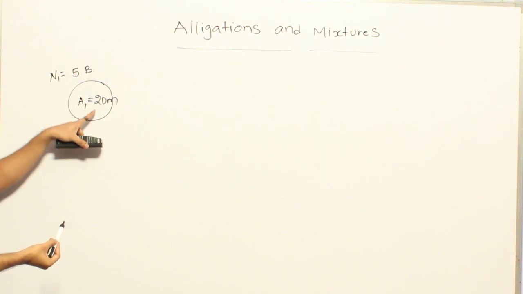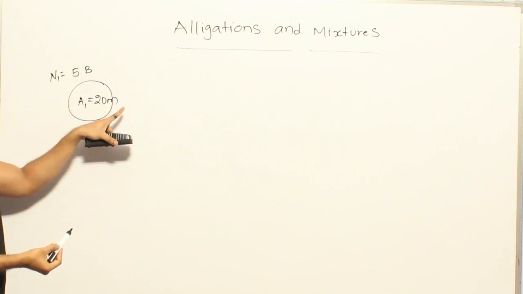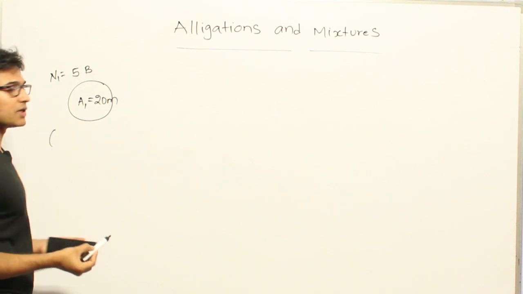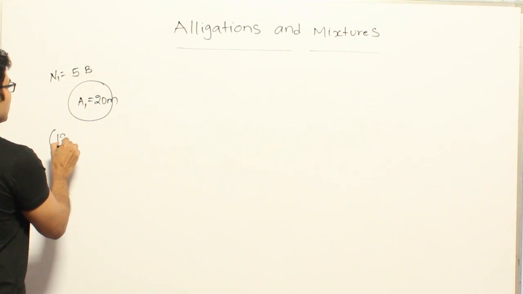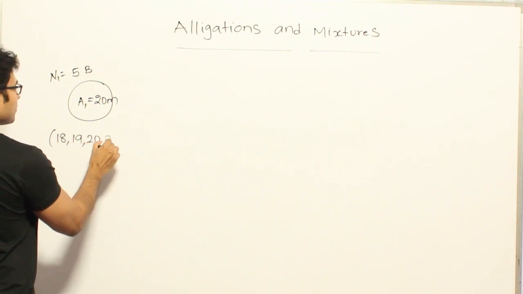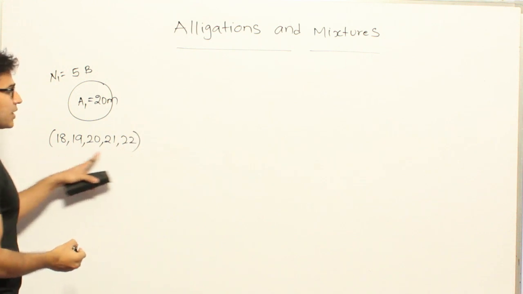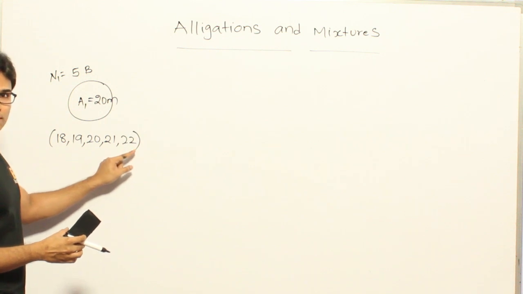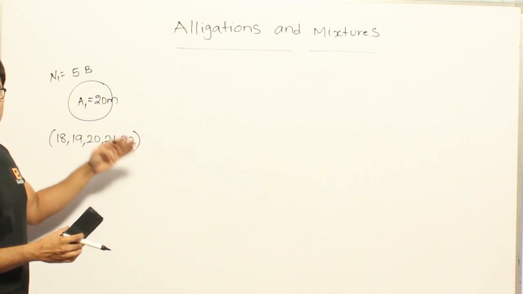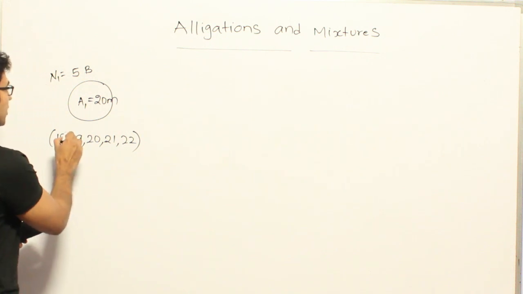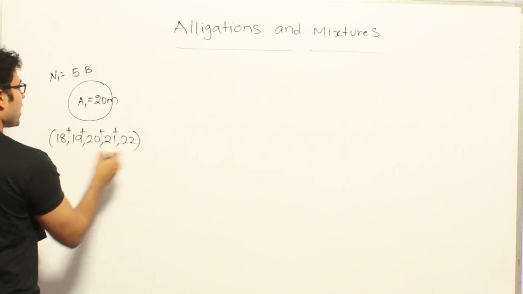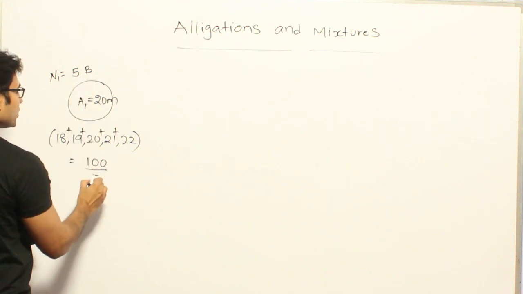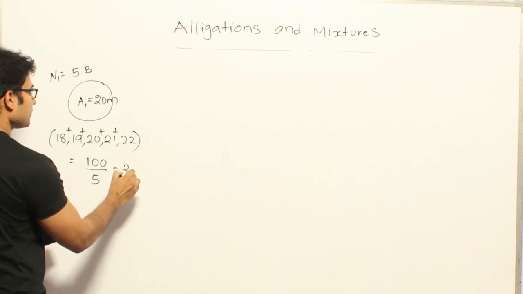Now how do you get this average 20? Maybe if you take a distribution, you will understand it clearly. Let us say the marks scored by each student individually are 18, 19, 20, 21, 22. Now how to find the average? We know that average is nothing but sum by total number. So you add them all up and you get 100, divided by the total number of students, which is 5, therefore you get 20.